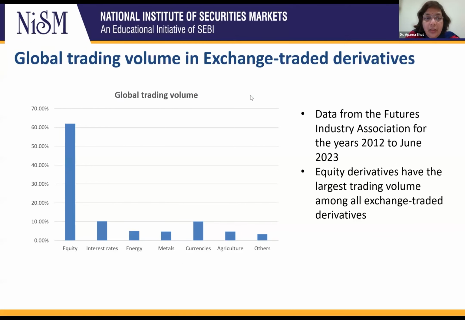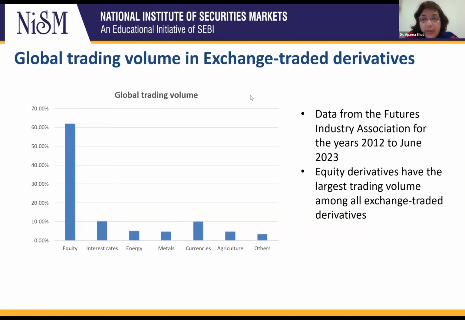So now let's take a look at the global trading volume in exchange traded derivatives. There is an association known as the Futures Industry Association, FIA, that is an association of futures exchanges all over the world. They regularly publish data on the trading volume of different kinds of derivatives in different countries on different exchanges. So if you look at their data from 2012 to June 2023, what do you find? There are different kinds of derivatives which are traded on exchanges. So there are equity derivatives, interest rate derivatives, energy derivatives, metal, commodity derivatives, currency derivatives, and so on.